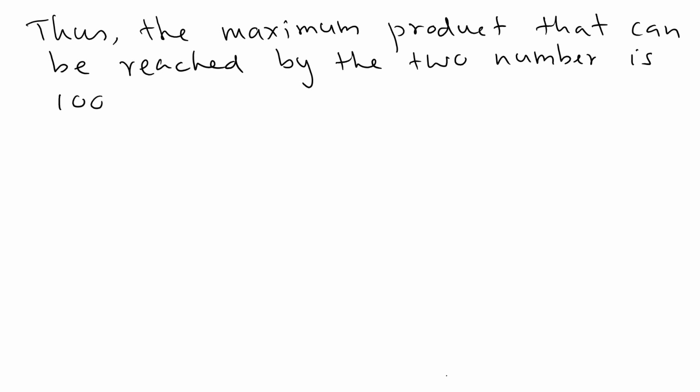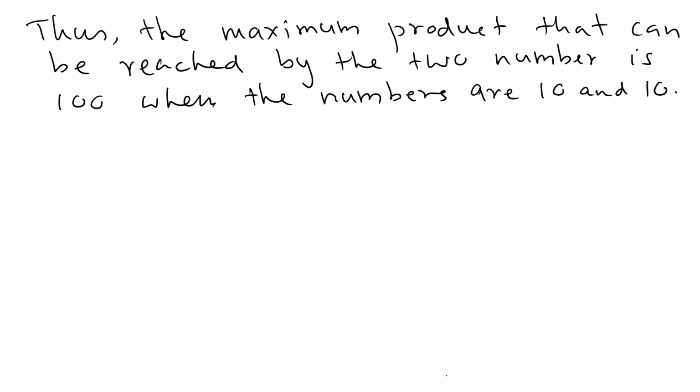The maximum product that can be reached by the two numbers is 100 when the numbers are 10 and 10. There is also another way to see this argument. So I'm going to call this method 2.